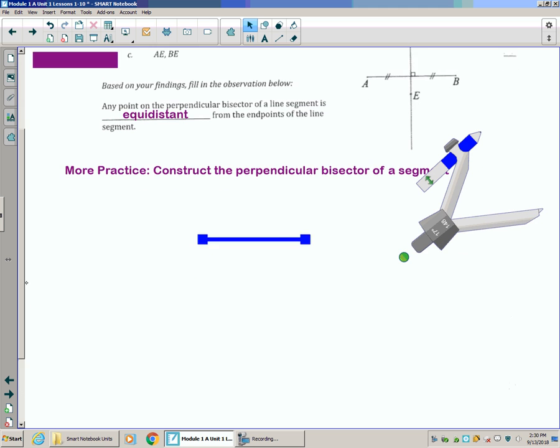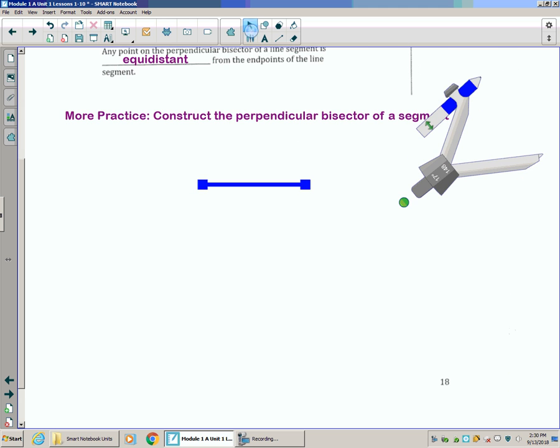On the second half of this page, we're going to practice doing a perpendicular bisector one more time. So you're going to need to draw in some segment. It's probably better practice to do a diagonal line just to get used to it.